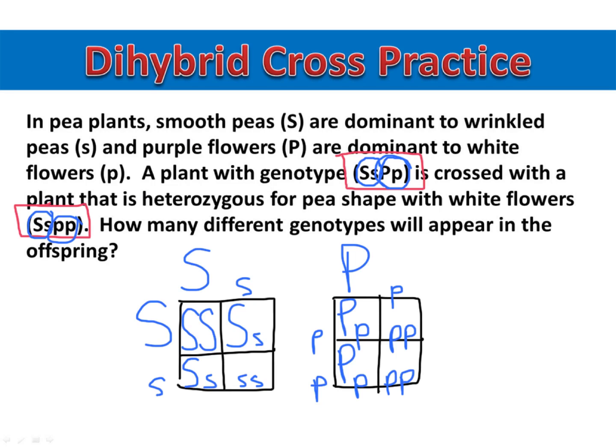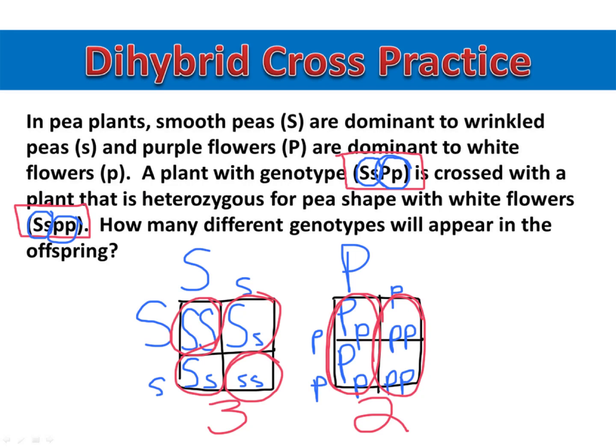Now let's look at our question. How many different genotypes will appear in the offspring? Well, in the first Punnett square, I've got a homozygous dominant, I've got 2 heterozygous, and I've got a homozygous recessive. So that's 3 different genotypes. In my second Punnett square, I've got heterozygous and homozygous recessive. So that's 2 different genotypes.